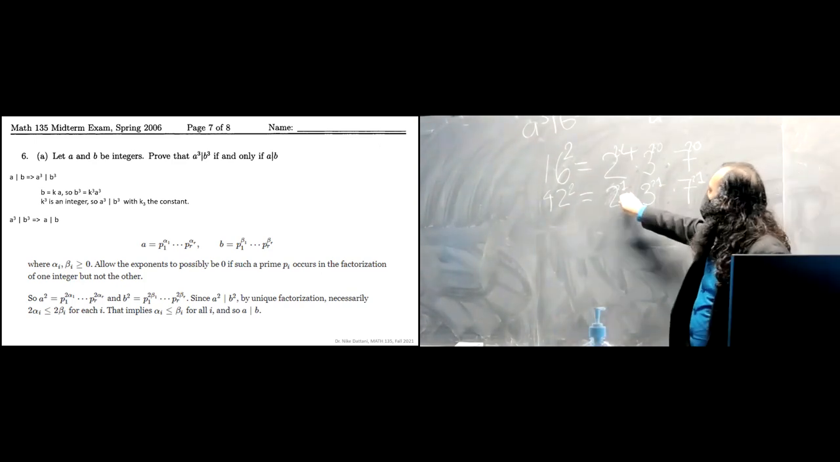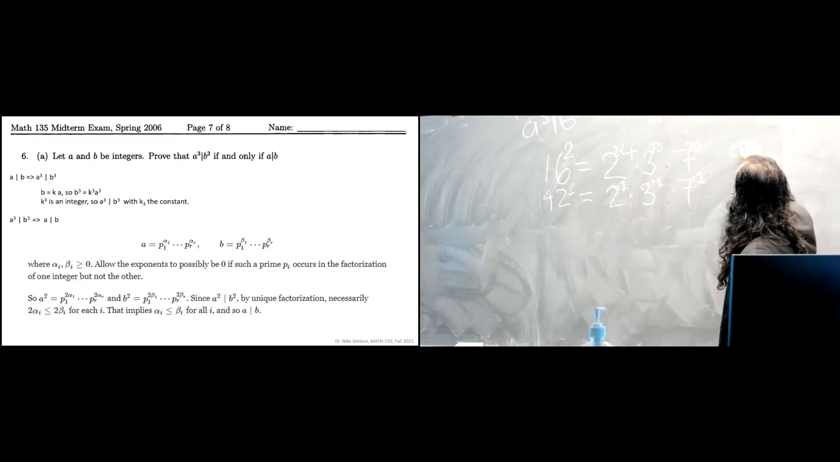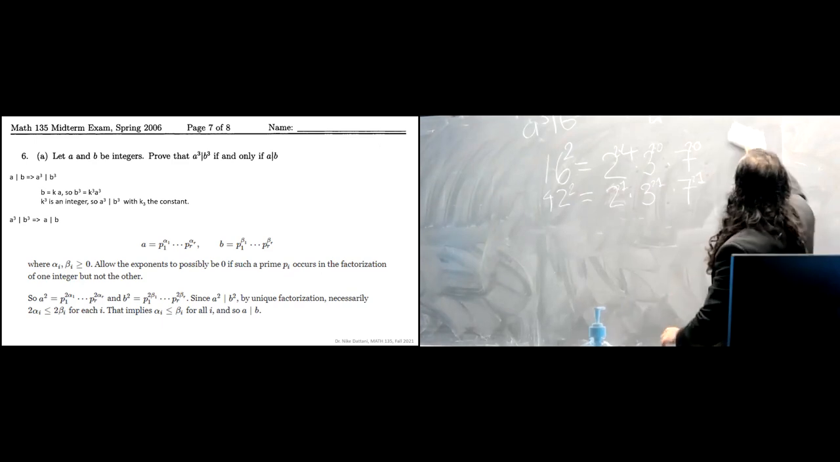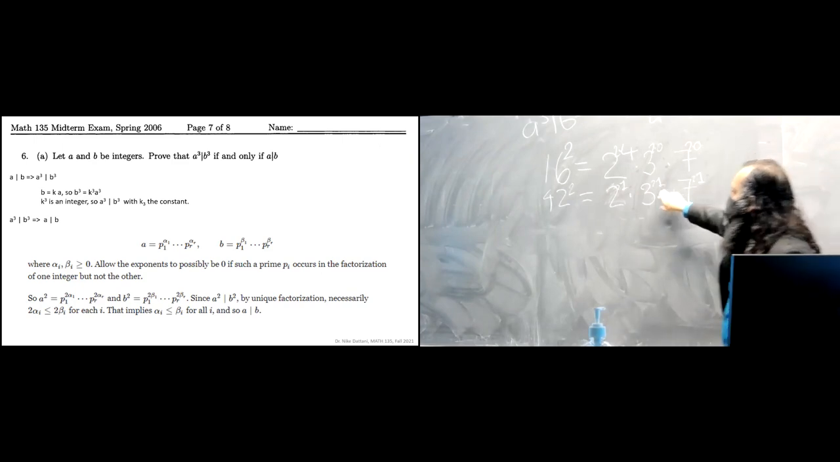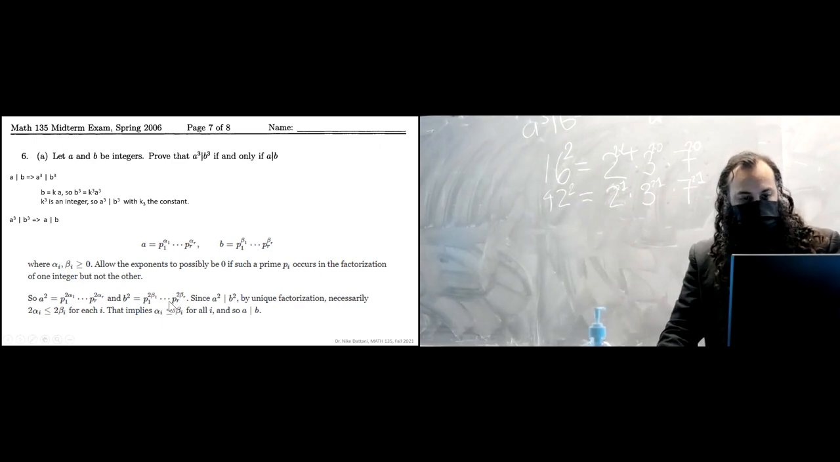So the powers here have to be at least as big as the powers there. Because what happens if I have 9 to the 7 here, and there I only have 9 to the 6? How can that divide this? It's too big, right? That's too big to divide this. So all of these exponents have to be smaller than or equal to the exponents here. You got it? Yeah, look it over at home, okay, when you get the chance. So we have alpha I is less than or equal to beta I for all I, all right? And that means that A divides B, all right?